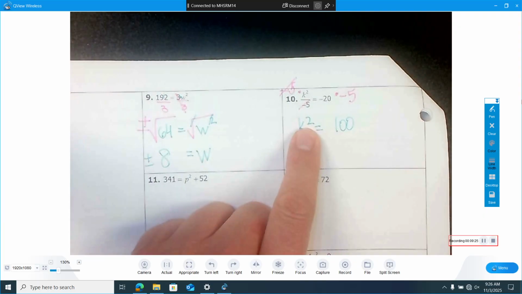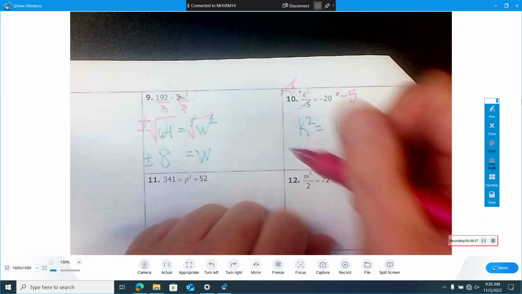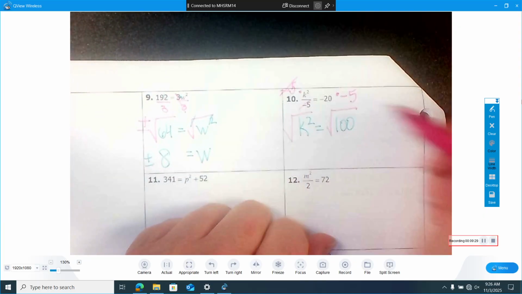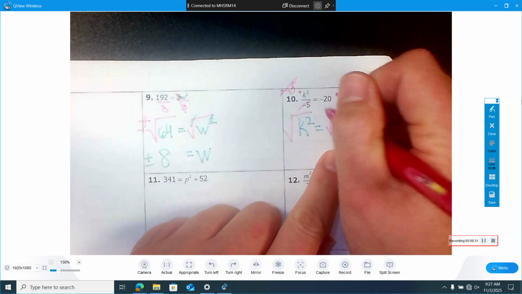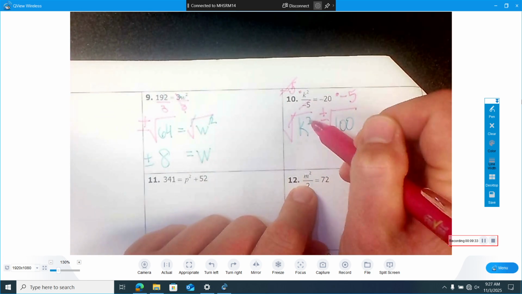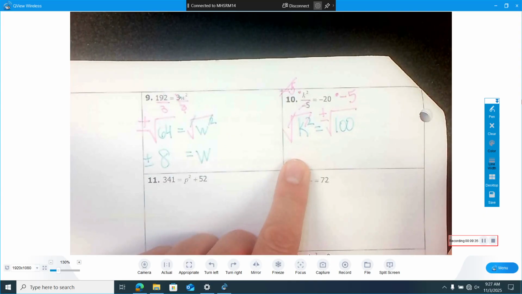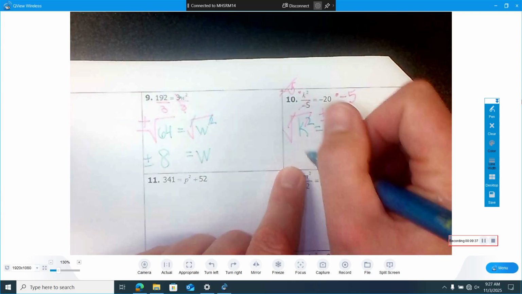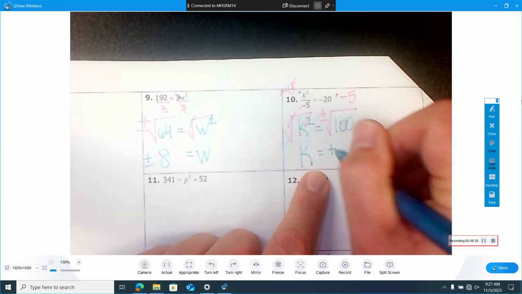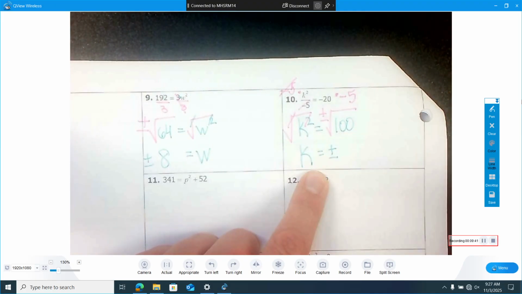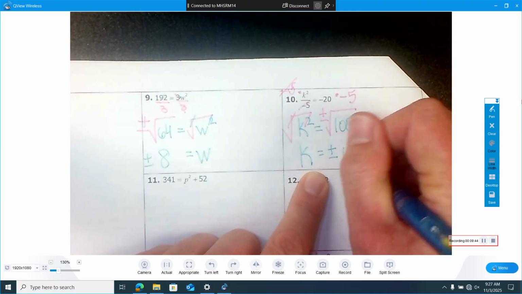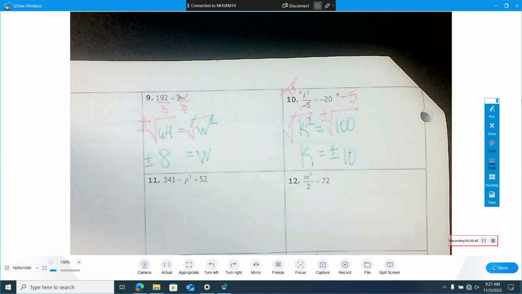How do we get rid of our power? Square root. Don't forget plus or minus. Thank you. Very good. The square root and the square cancel each other out, leaving a k and a plus or minus. What is the square root of 100? 10. Very good, because 10 times 10 is 100. We just want one of those roots. Super. Do you have questions so far?